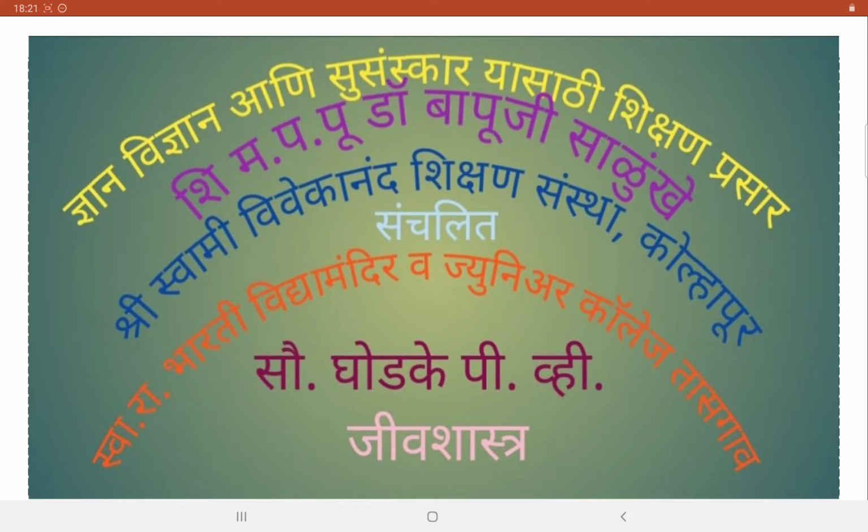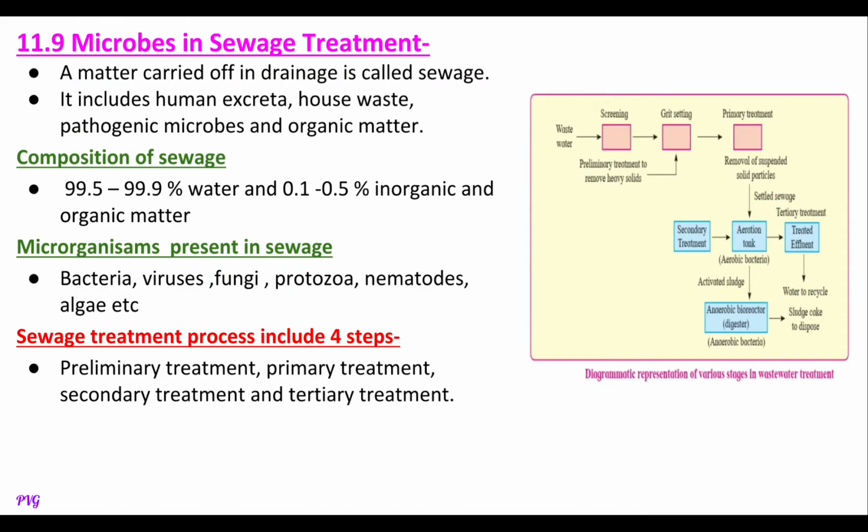Today we continue the new point from the topic enhancement of food production, that is microbes in sewage treatment. Actually, matter carried off in drainage is called sewage. As we know, sewage is a matter that is carried off in drainage. Thus, it includes human excreta, human wastes, house wastes, pathogenic microbes, and organic matter.